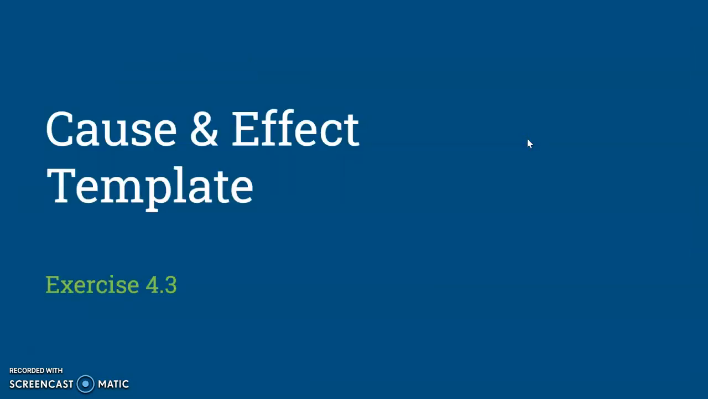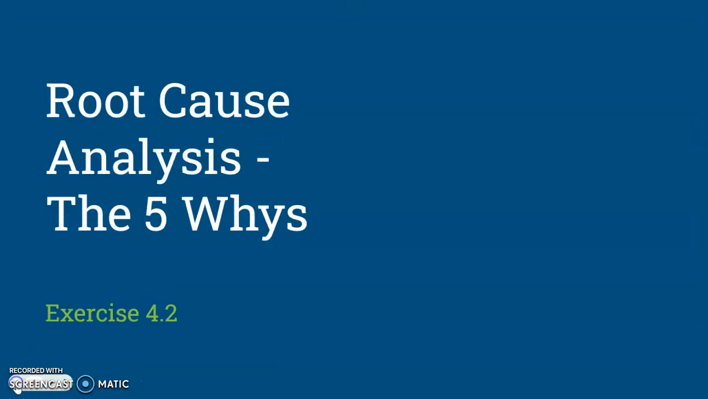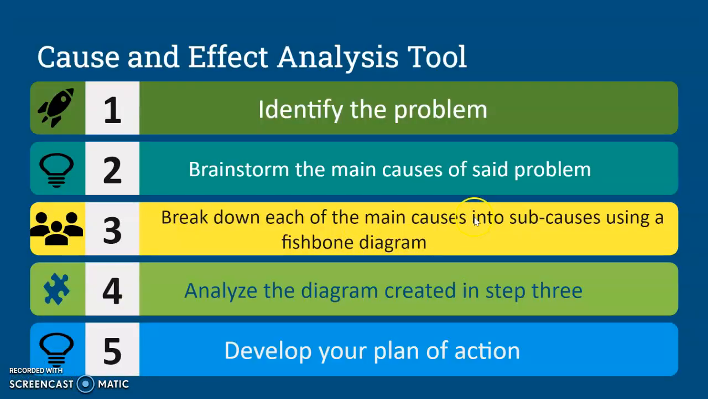Then we were asked to create a cause and effect template, and this is the fishbone diagram that we were previously discussing. So here we changed it up a little bit, and we decided that our problem was to eliminate single-use point-of-sale plastic bags and reduce greenhouse gas emissions. And then what these bigger boxes are, looking back, we would refer to as the main causes. And the smaller boxes are those sub-causes that we were discussing in the analysis tool.